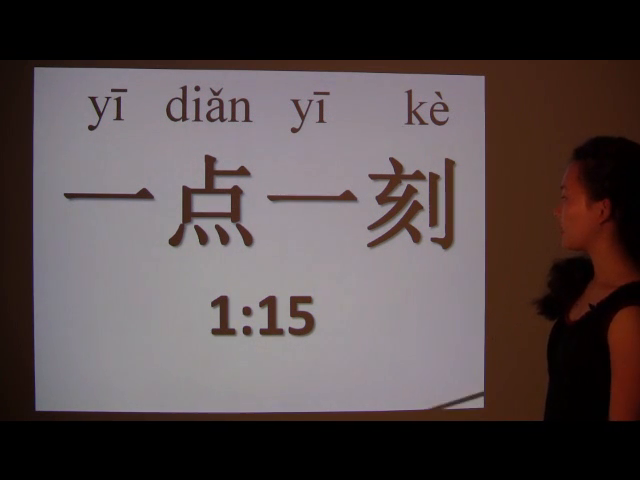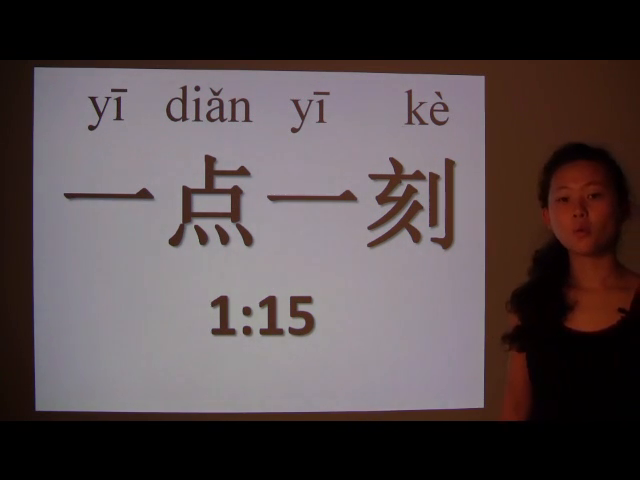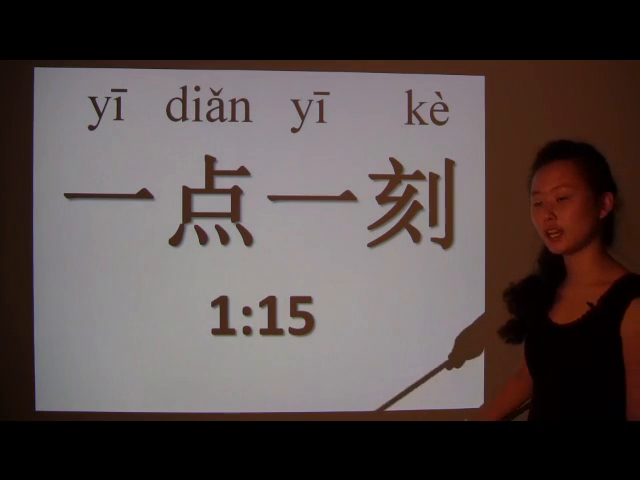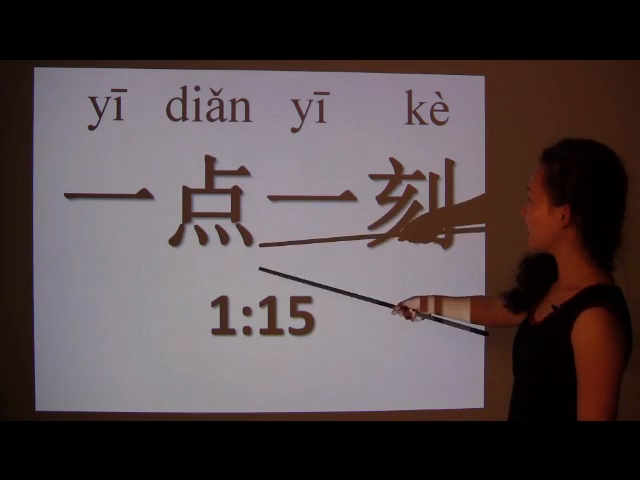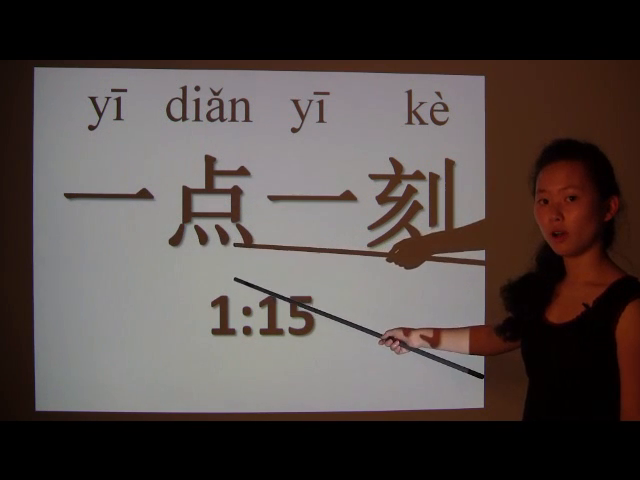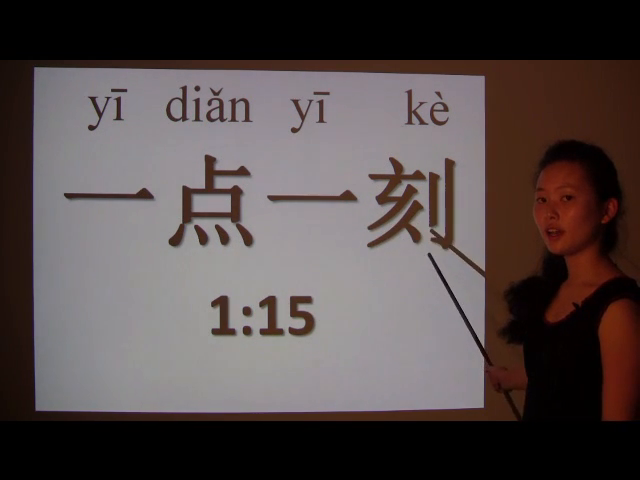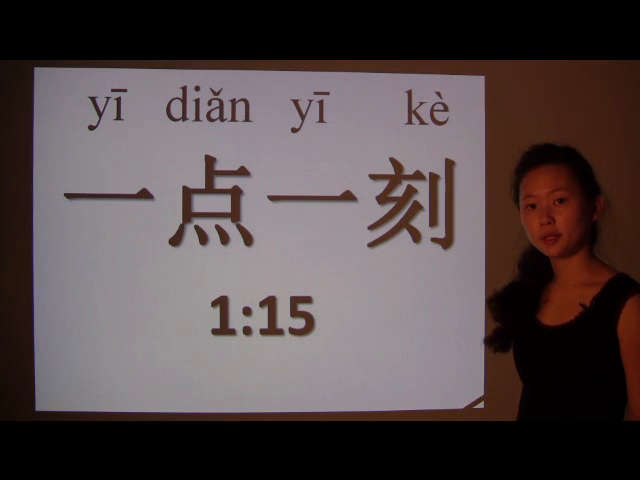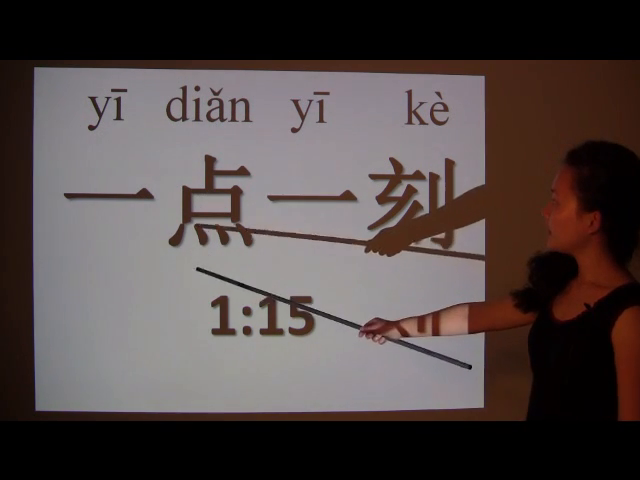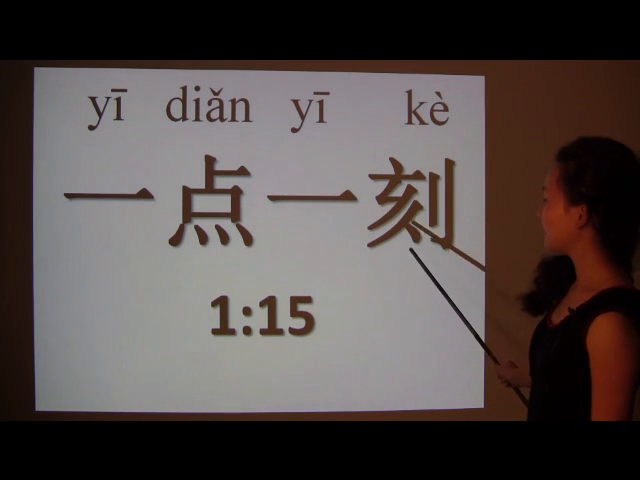So, say you wanted to say 1:15. In English, we might say 1 and a quarter, and people would understand that you're saying 1:15. Likewise, in Chinese, 一点一刻. 一点 1 hour, 一刻 and a quarter. And people would understand that you're saying 1:15. 一点一刻.